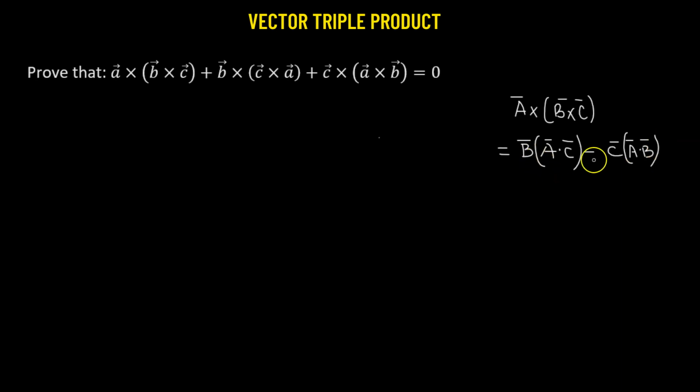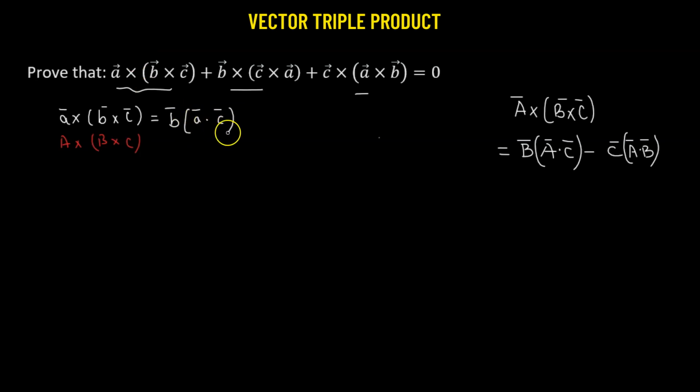So if we use this BAC-CAB idea, then we can rewrite each of the three vectors. So we'll write vector A cross B cross C. This is very simple. All we have to do is A cross B cross C. So if we use the BAC-CAB method, B multiplied by A dot C. So this is the BAC, and then we have CAB. This one is fairly straightforward.